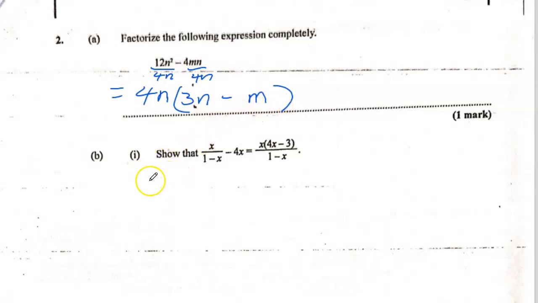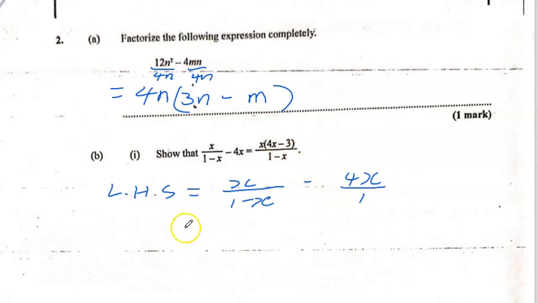Next, part B, we're asked to show that x over 1 minus x minus 4x is equal to x into 4x minus 3 upon 1 minus x. So it's a proof. Let's take the left hand side, LHS, abbreviating left hand side. So the left hand side is x upon 1 minus x minus 4x, and we want to simplify this and show it's equal to x into 4x minus 3 upon 1 minus x.